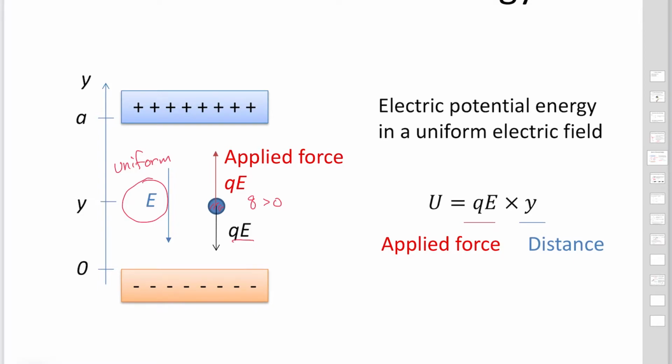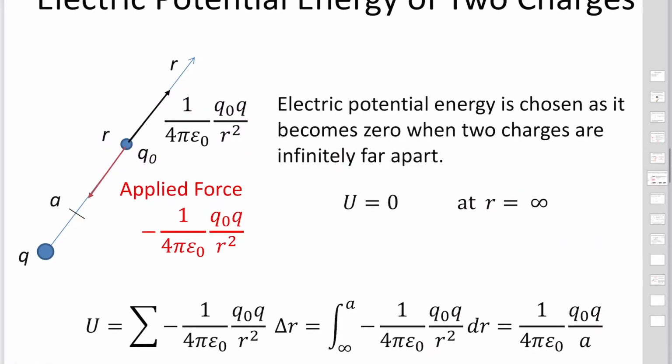We'd like to find out the electric potential energy. To calculate it, you need to consider the external force to move the object. So the applied force is exactly the same as the electric force, qE. We apply the force qE to move this object from y equals 0 to y equals a. Applying the force qE times y, you can calculate electric potential energy in a uniform electric field.